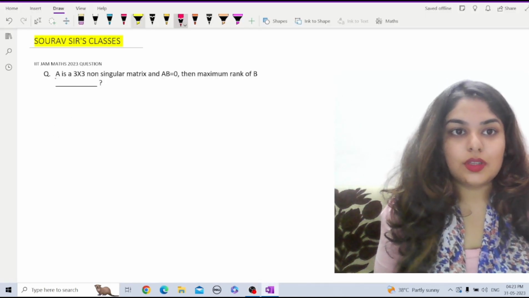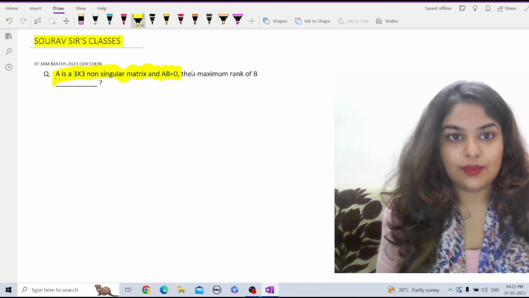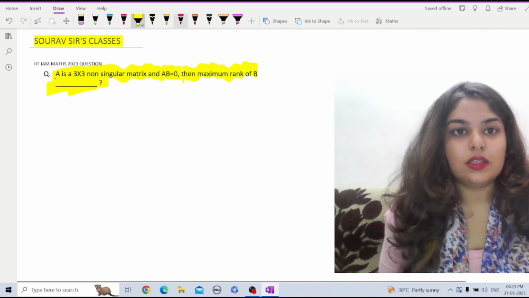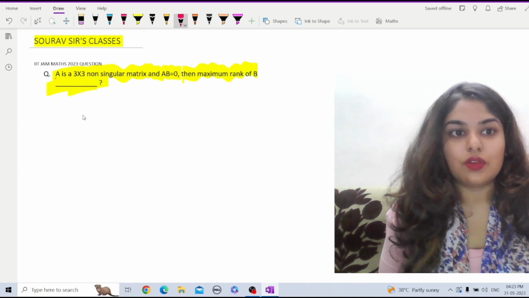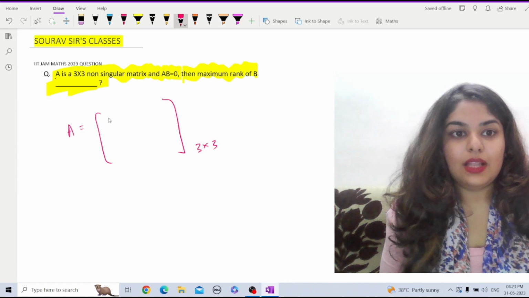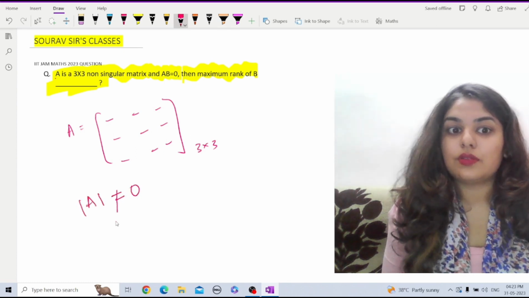The next question here is: given that A is a 3 cross 3 non-singular matrix and AB is equal to 0, then what is the maximum rank of B? So let us first see, if we draw a 3 cross 3 matrix, A will have 3 columns and 3 rows. And now since this is a non-singular matrix, of course the determinant of A is not equal to 0.